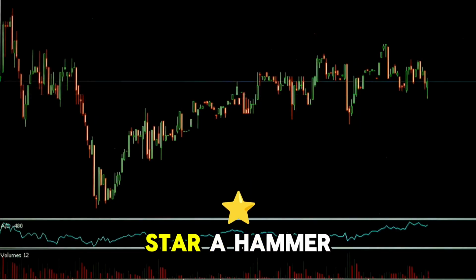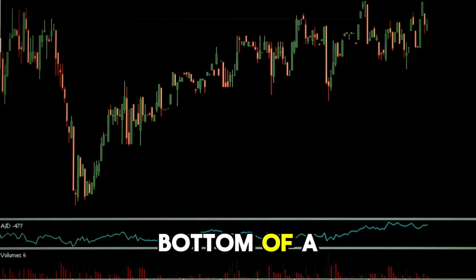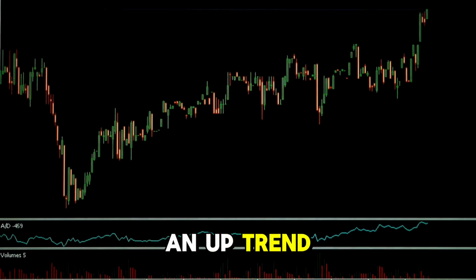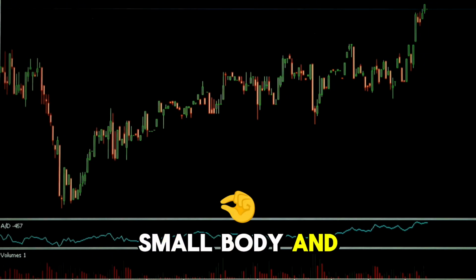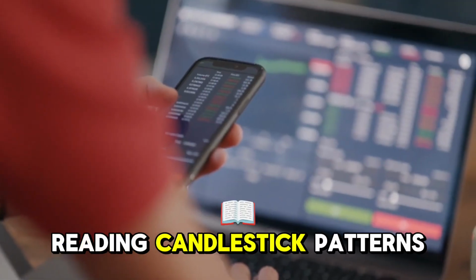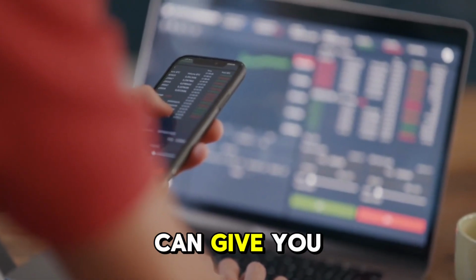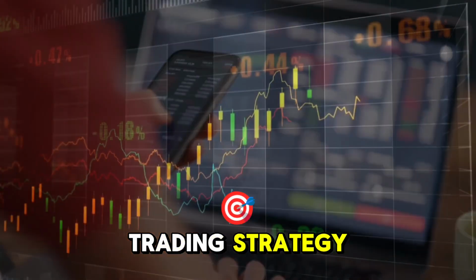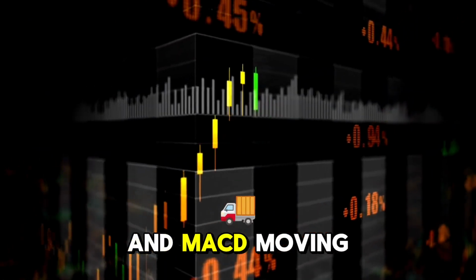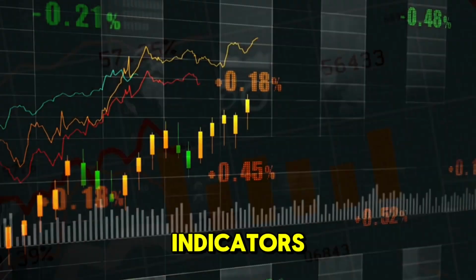Hammer and shooting star. A hammer pattern is a bullish reversal signal that occurs at the bottom of a downtrend, while a shooting star is a bearish signal at the top of an uptrend. Both have a small body and a long wick, signaling a possible reversal. Reading candlestick patterns is essential, but combining them with technical indicators can give you an even stronger trading strategy. Moving averages, RSI (Relative Strength Index), and MACD (Moving Average Convergence Divergence) are among the most reliable indicators.